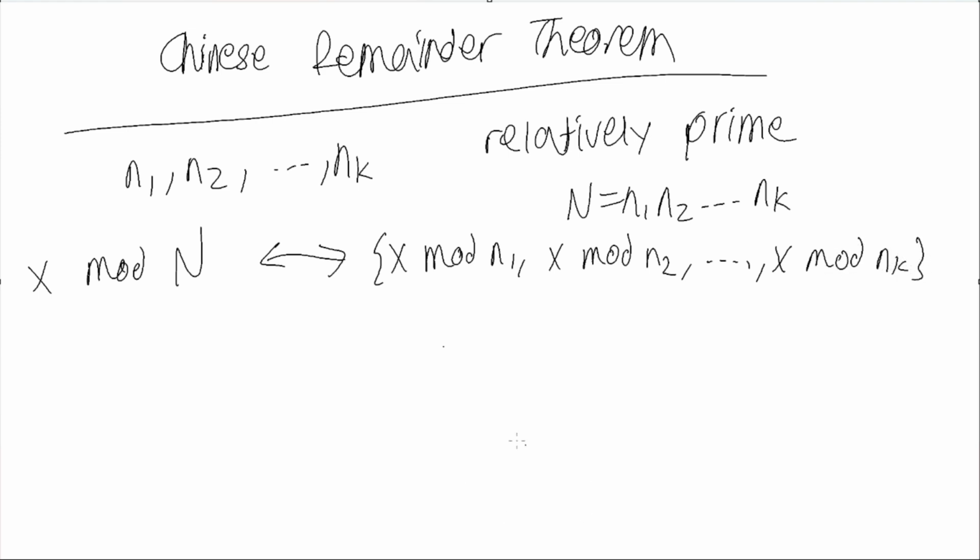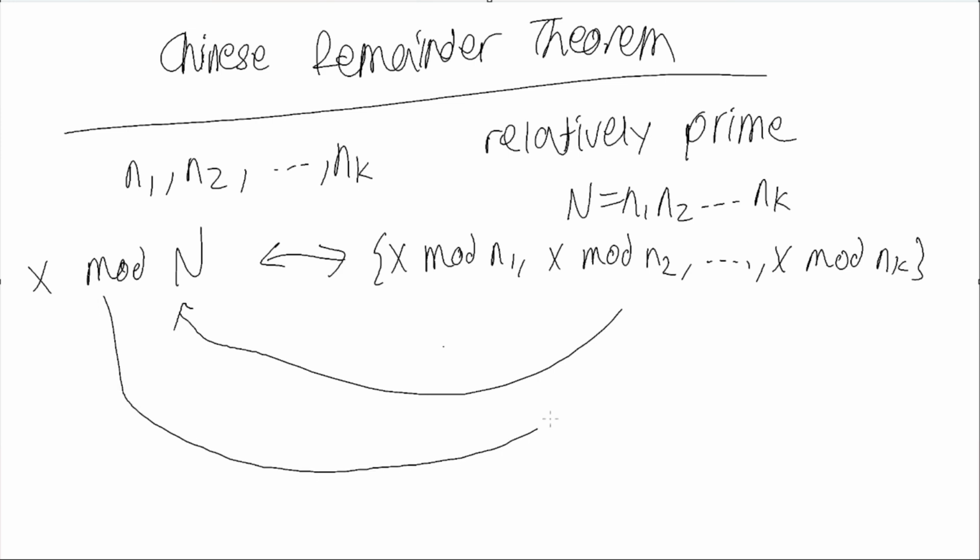So that means that we can go from this way to here. We can have a bunch of residues modulo n1, n2, and so on, and we can generate a unique residue class modulo n with the Chinese remainder theorem. And we can obviously go this way by just taking modulo n1, and so on. But the Chinese remainder theorem states that this arrow here exists. In other words, that this arrow exists.